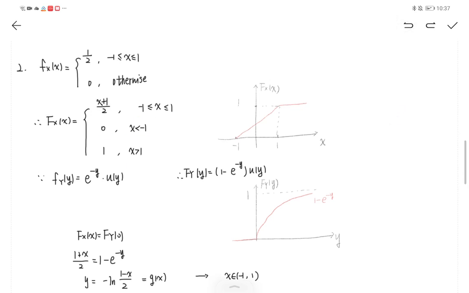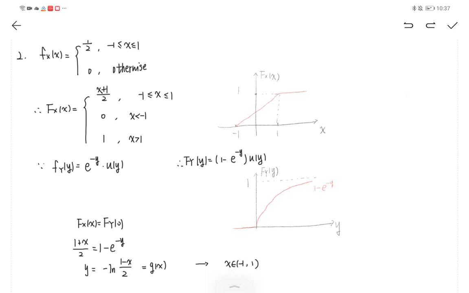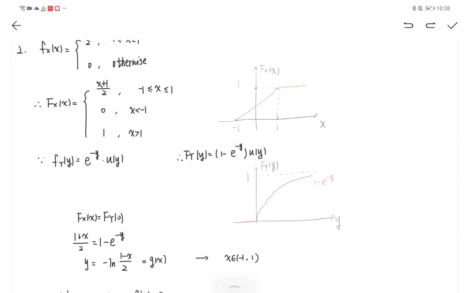And now we can draw the graph of the distribution function of x. It's like this. When x is less than -1, it equals 0, and when x is more than 1, it equals 1, and from -1 to 1, it equals (x plus 1) over 2.